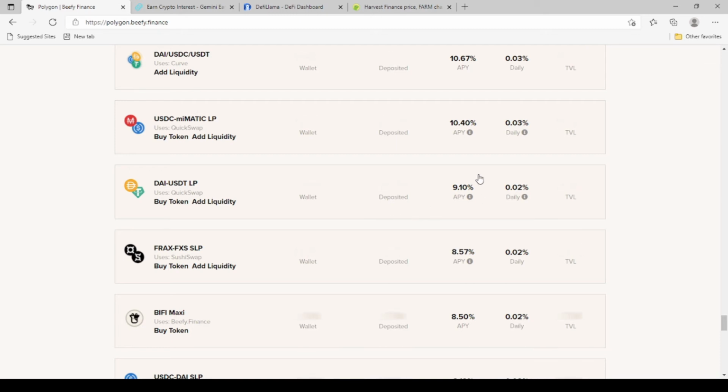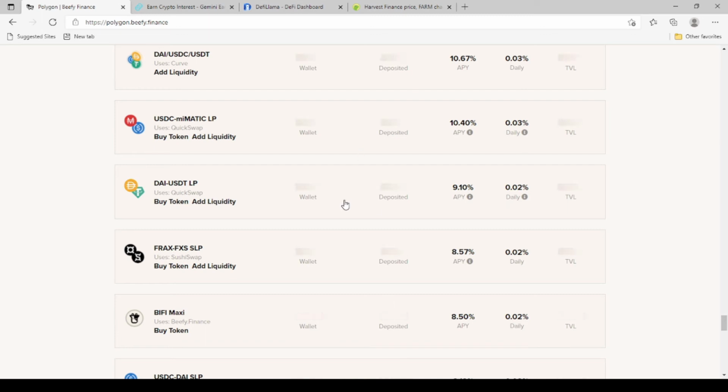So what I like about DeFi Finance is it gives you the APY up front, and it also gives you how much you can compound daily. And that's where I plop some of those numbers into my spreadsheet from earlier.